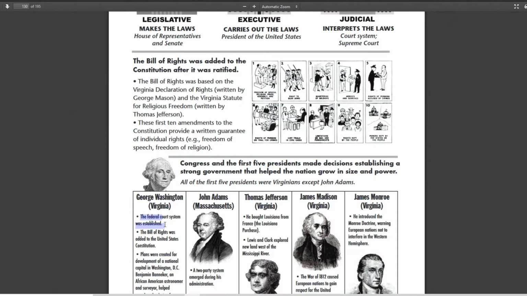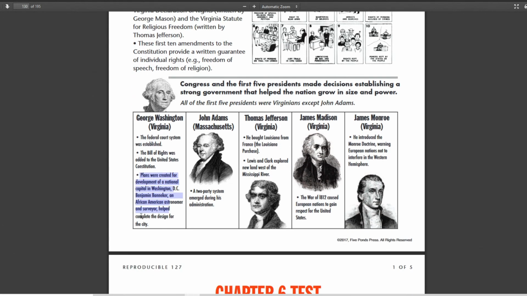He picks the first judges in our federal court system, including the Supreme Court. The Bill of Rights are added to the Constitution while he's president. And the Capitol. He works with Benjamin Banneker. Well, Benjamin Banneker also helps design the city, and this was designed during his presidency. John Adams, second president, two-party system. That's easy to remember. Second president, two-party system, emerged during his presidency.